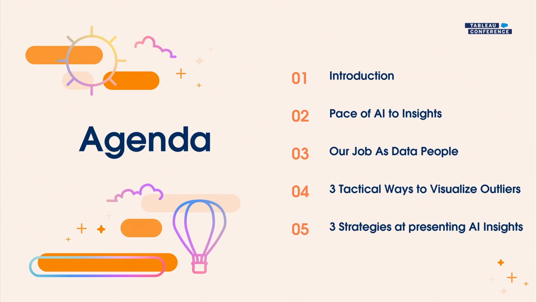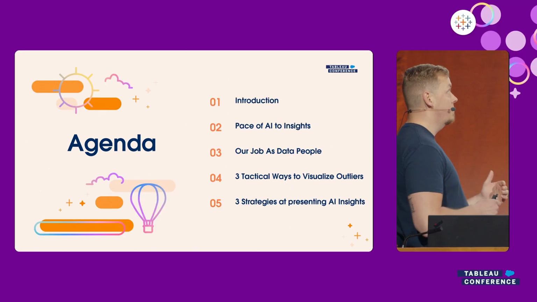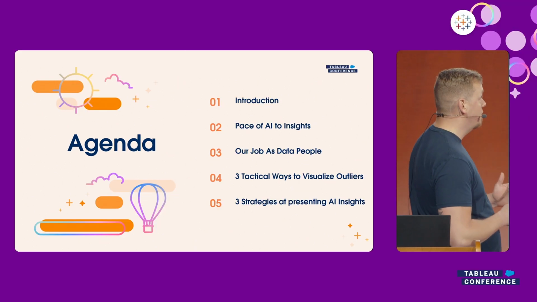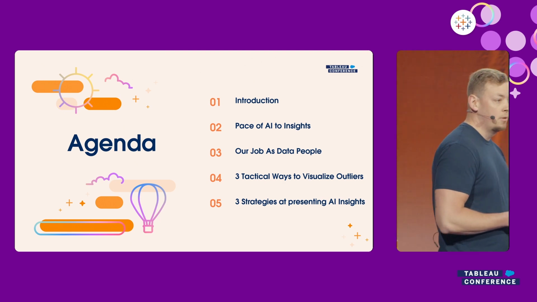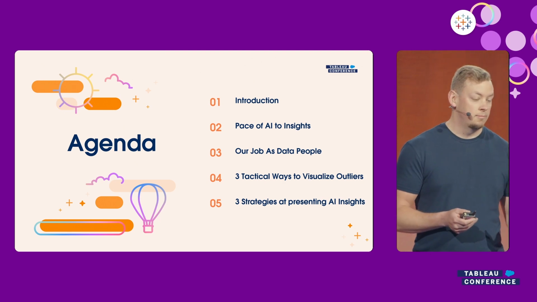And today's agenda, I'll do a brief introduction of myself. We're going to talk about the pace of AI to insights, how that's evolving, changing, and what we need to do as data people to really make that effective, right? I'm also going to equip you with three tactical ways that you can visualize outliers. I'm hoping this can help you vet out these insights quicker, and then three strategies for presenting AI insights to your stakeholders.